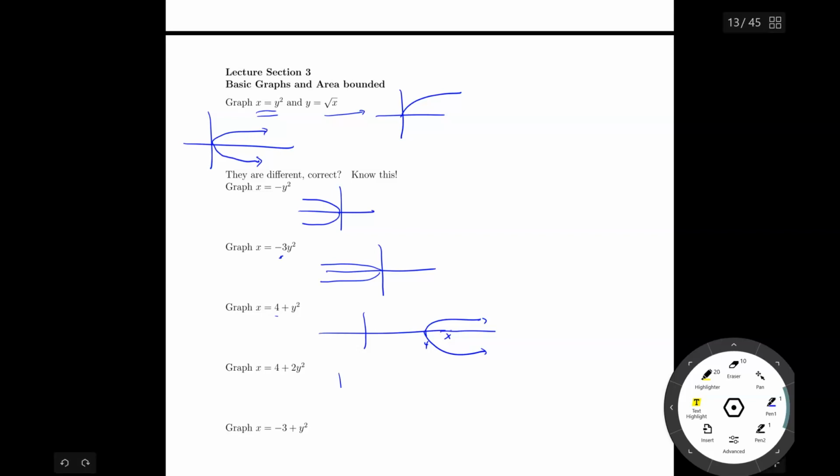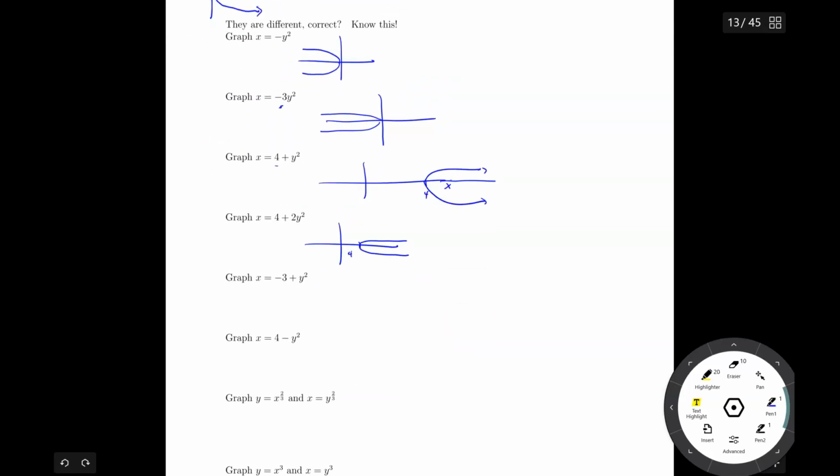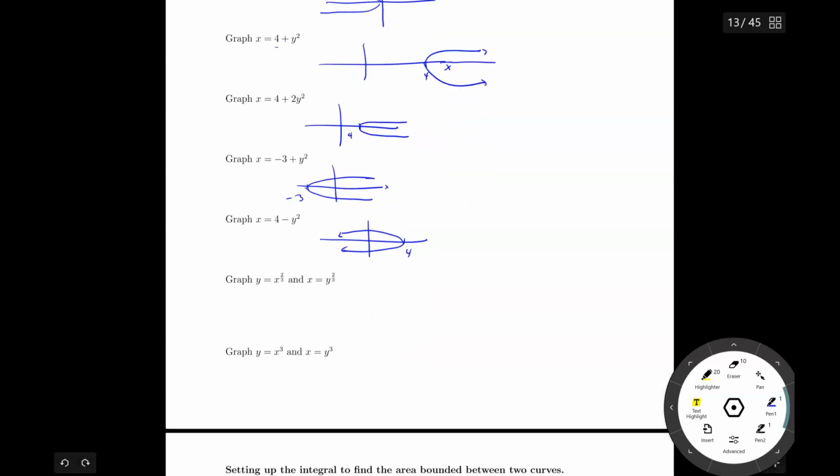X equal 4 plus 2y squared, again, is shifted up by 4. It will be just a little bit skinnier. This here, x equal negative 3 plus y squared, is going to shift it down by 3 and face upwards like this, or to the positive x-axis. And then a 4 minus y squared will be shifted up by 4 and facing backwards, facing to the negative x-axis.